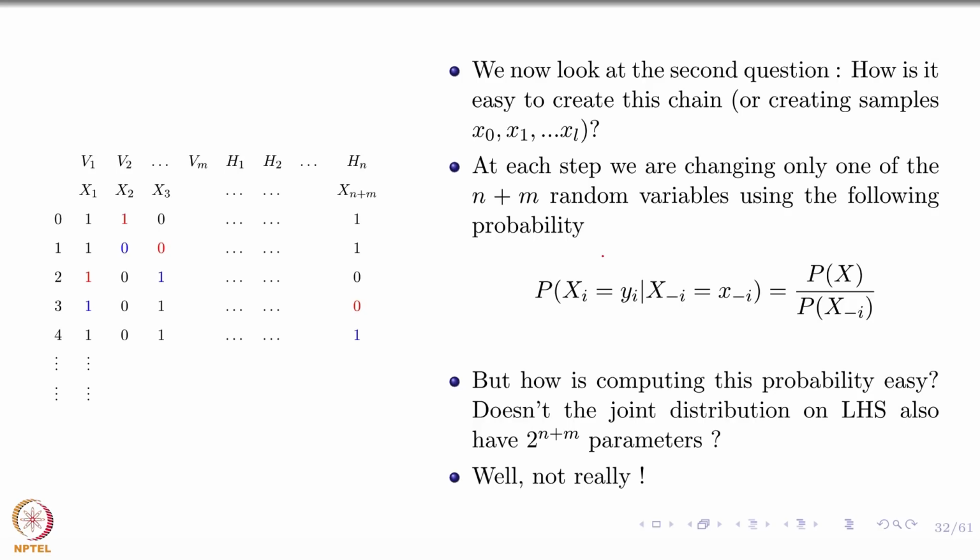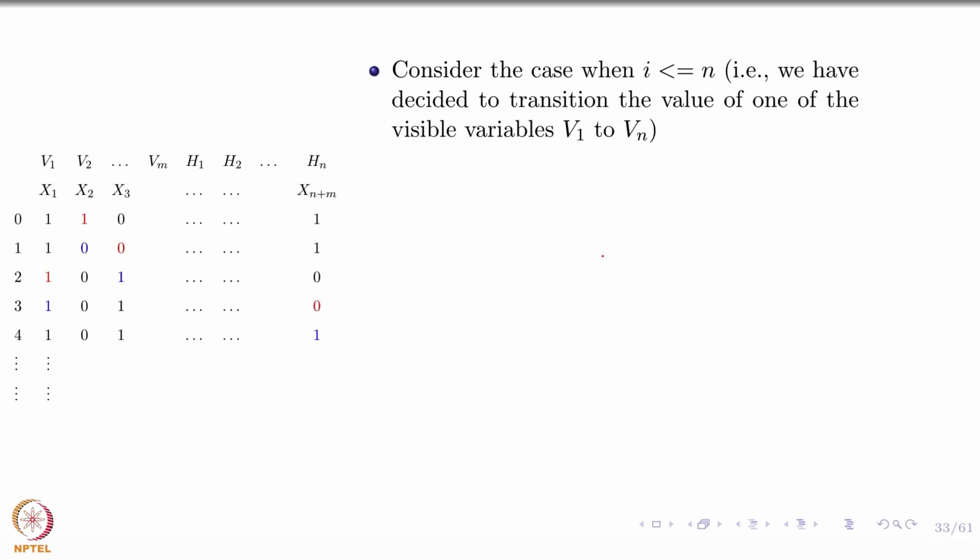This is not actually hard, and I'll tell you why. So consider the case when I is less than or equal to n. That means the random variable that you have picked to change is one of the visible random variables, right? You have n plus m values. The first n are the visible variables. Again, goofed up.